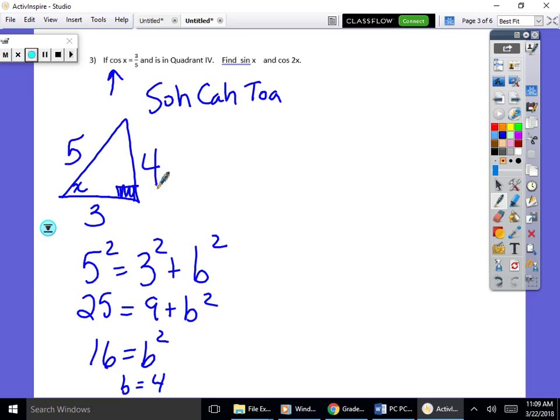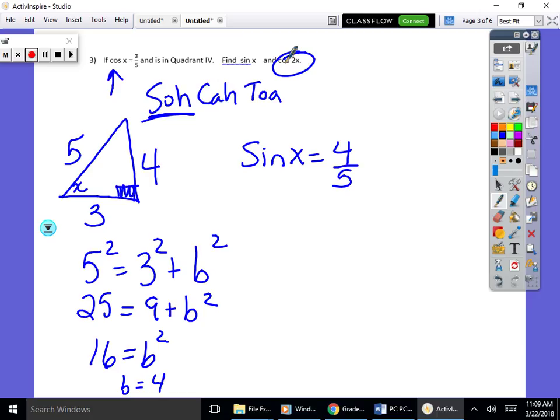Can you please look at, oh, well, this is easy. What is sine? What's the formula for sine? Opposite over hypotenuse. So sine is going to equal 4 over 5. Beautiful.